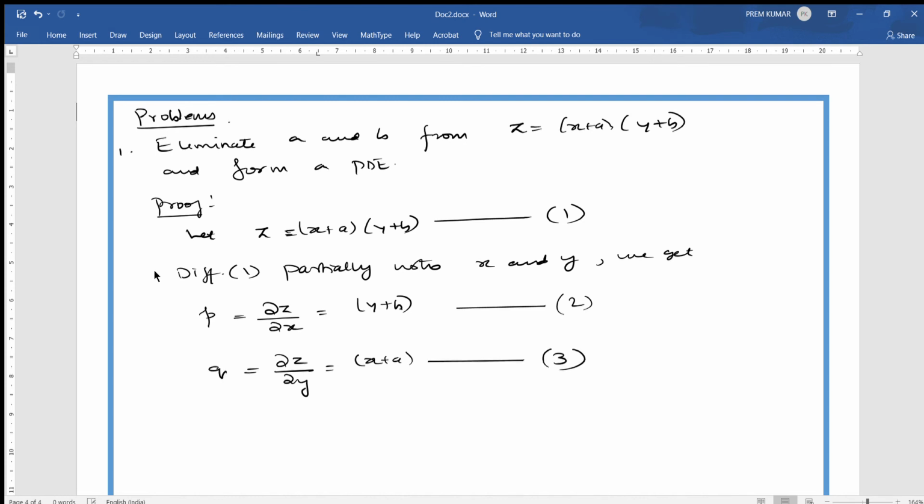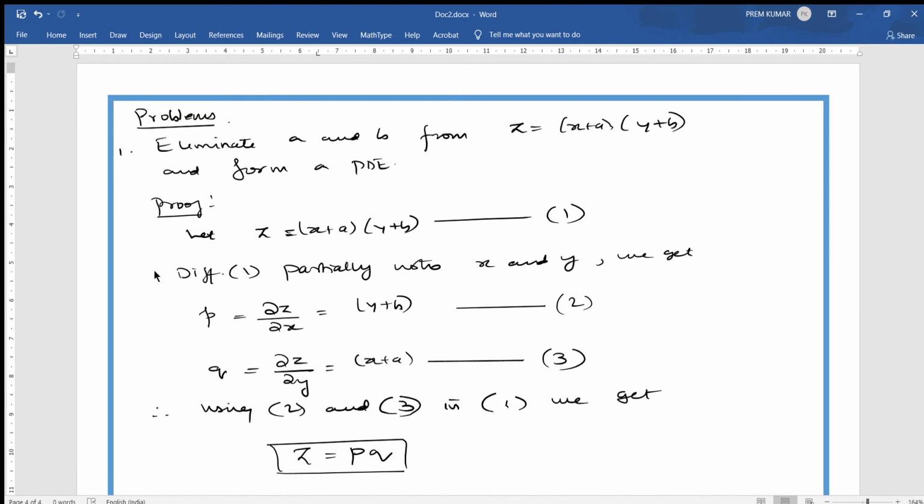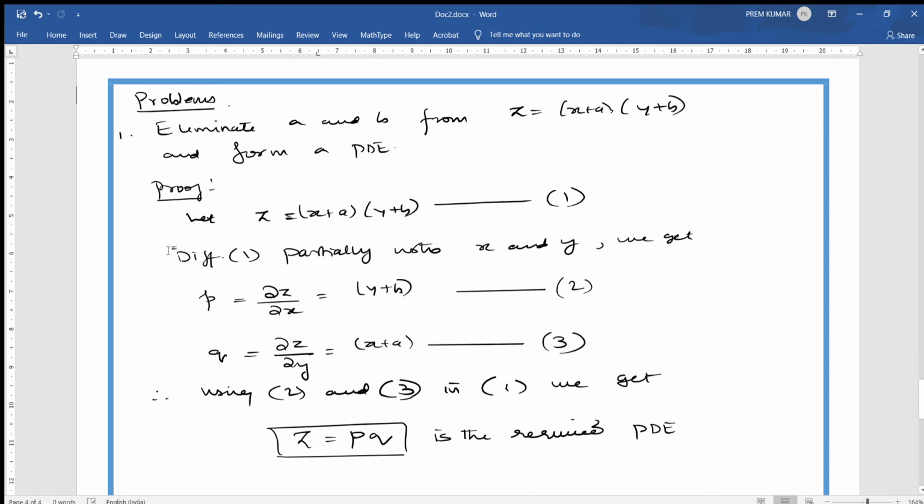Now I got 3 equations. My aim is to eliminate a and b from these 3 equations. The available technique is, this p is y plus b, q is x plus a. You substitute these two in 1, so a and b are eliminated. Therefore the method is using 2 and 3 in 1, we get z equals pq. That's all. This is a partial differential equation because it involves partial derivatives p and q. So this is the required partial differential equation and the problem is done.